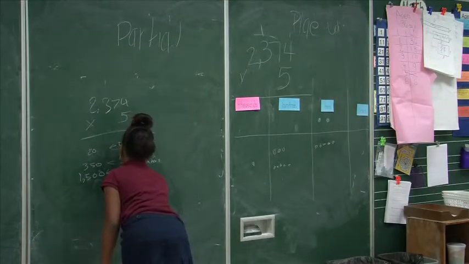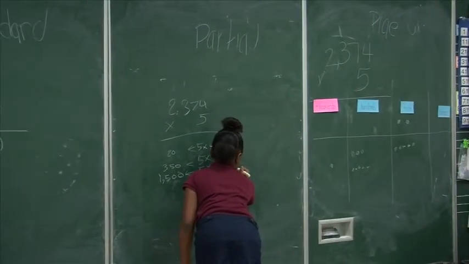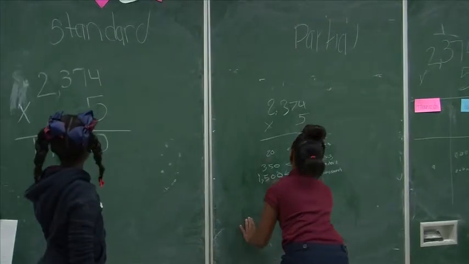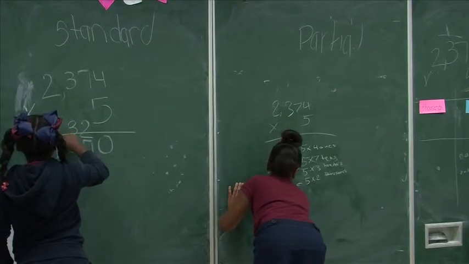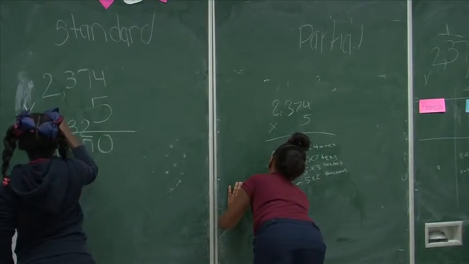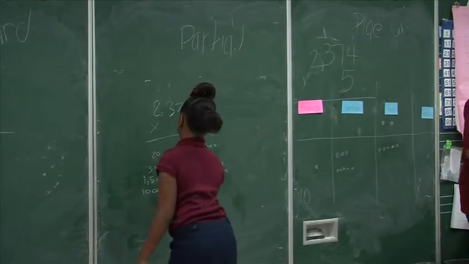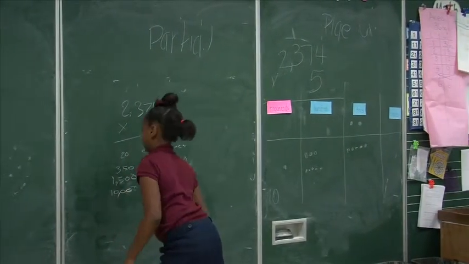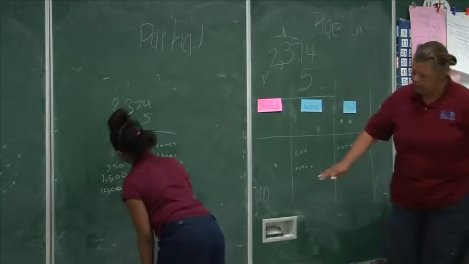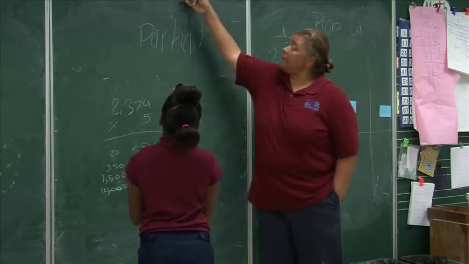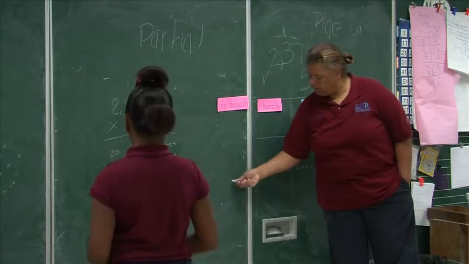5 times 2,000 is what? 10,000. Can Miss Selders put the 10 in the 1,000 place? Now make sure that's 10,000 and not 1,000. It's going to be 10,000. Miss Selders can't put it in. I have to get my 10,000. There's one 10,000.